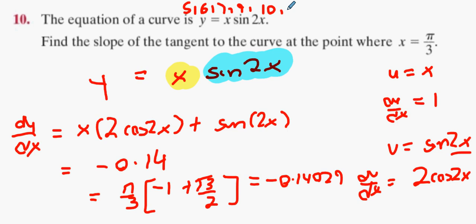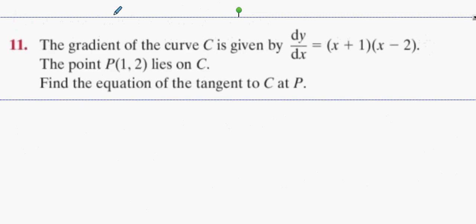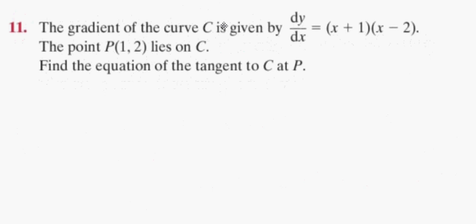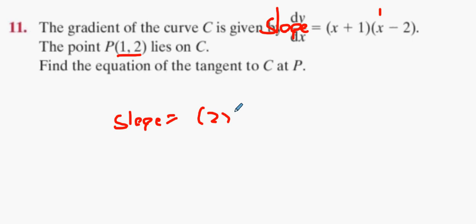Alright. 11. Finally. Now. Alright. They give us the slope, don't they? Would everybody be happy with that? So, what is the slope? What x value do I use? 1 plus 1? 1 take away 2. What's the slope? Minus 2.